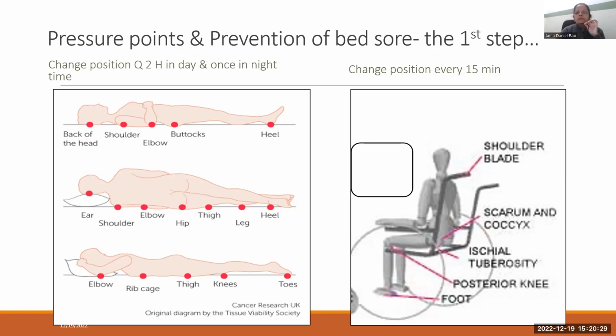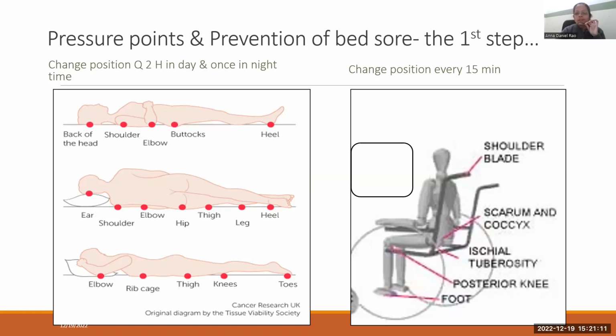Whenever the patient is in bed, we try to change the position every 2 hours during the daytime. And what about night, you will ask? When the patient gets up to take a glass of water or anything, at that time you can change the position, so once in the night. When the patient is chair bound, in a wheelchair, every 15 minutes it is important to change the patient's position in the form of some movement. You can make the patient sit, lean forward, go backward, like that.